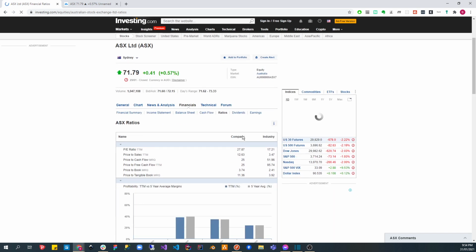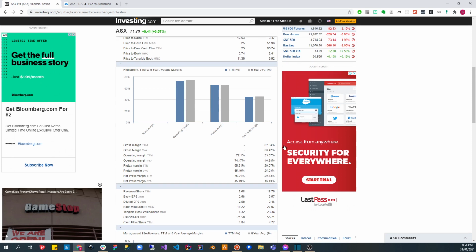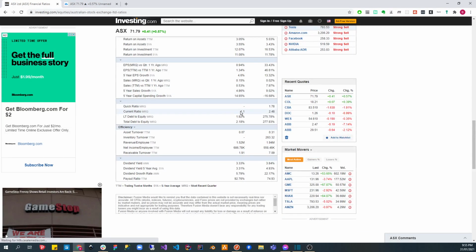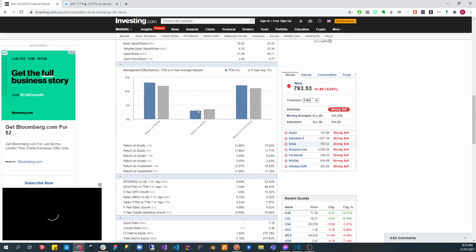Okay, so ratios 27, not bad. And let me see the quick ratio, nothing. Current ratio is 1, so I assume the quick ratio would be even smaller. Usually the quick ratio is smaller than the current ratio.